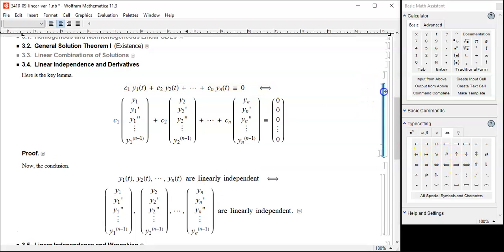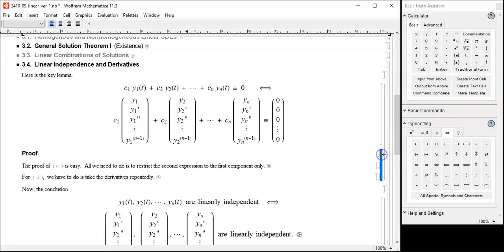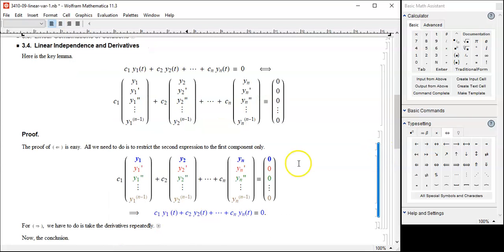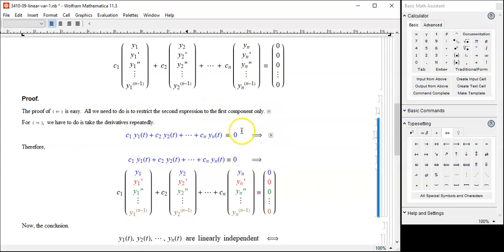Indeed, let's go to the proof. And that's easy. All you have to do is concentrate upon the first component, and that's it. I highlighted in bold, and I'm using color coding, so it's easy to see. Now let's go to the other direction.